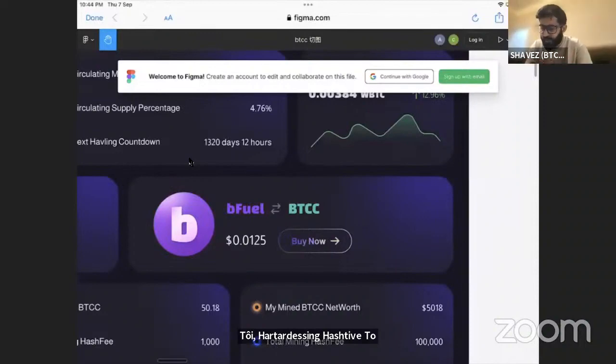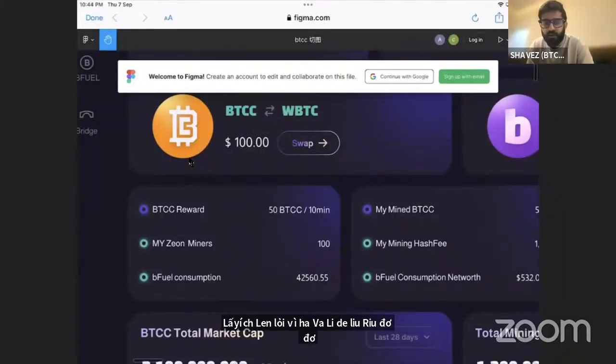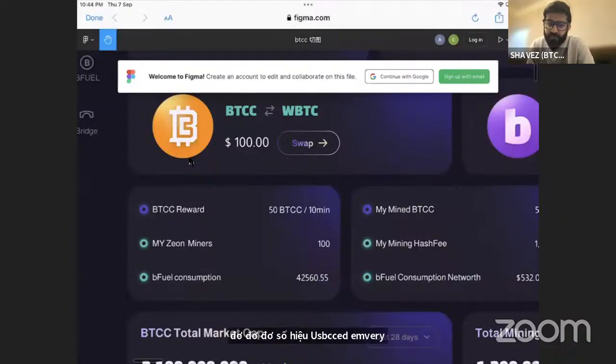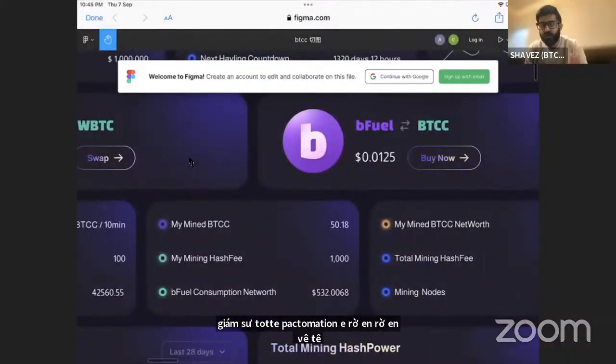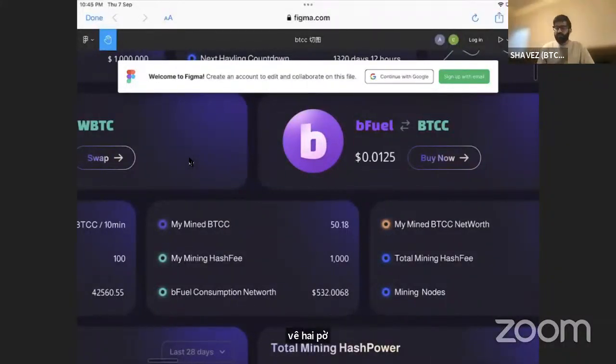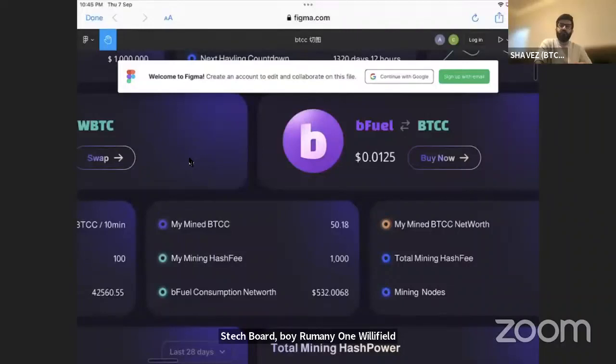I'll explain this. We have a detailed view of the dashboard today. So your BTCC reward every 10 minutes is 50 BTCC. The number of miners that you have attached in your dApp, 100. Your total B fuel consumption, which is happening right now. Total mined BTCCs, 50. Your mining hash fee, that is the B fuel that you have spent or burned to mine, your B fuel consumption net worth. How many B fuels you have burned.